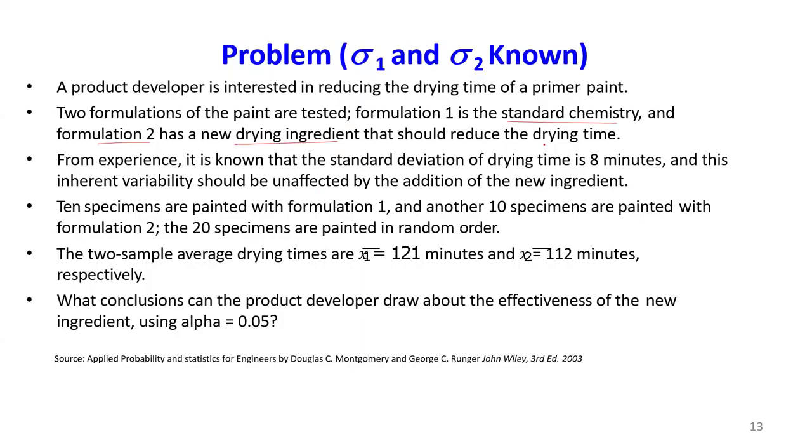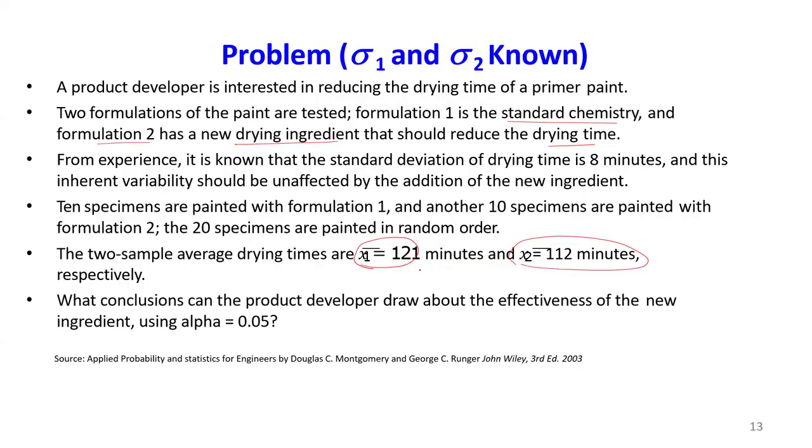which they are claiming will reduce the drying time. To take the decision, they have taken two samples. They have taken 10 specimens of the standard paint, and 10 other specimens of the new formulation. So overall, they have 20 specimens, and for each specimen they have collected the drying time, and they have calculated the average drying time. Similarly, for the other formulation also, they have calculated the mean drying time.